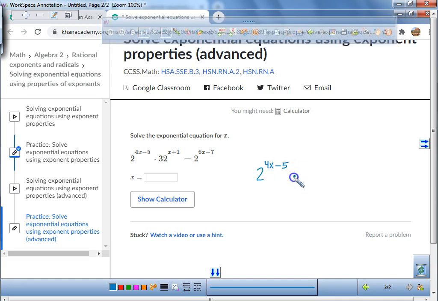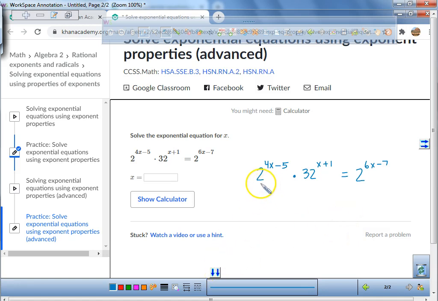Put times 32 to the power of x plus 1 equals 2 to the power of 6x minus 7. So write that down nice and neat. So now, after you have it written down, you scan the bases and you ask yourself, what base do you think we need to convert everything to? We're going to base 2.